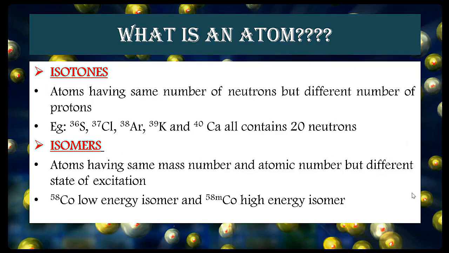Going to isomers, isomers have the same mass number and atomic number, but they have different states of excitation. The mass number and atomic number are the same, but the excitation states differ, with a low energy state and a high energy state. Here you can see cobalt, which has low energy, and here cobalt-M, where M stands for metastable, has high energy.